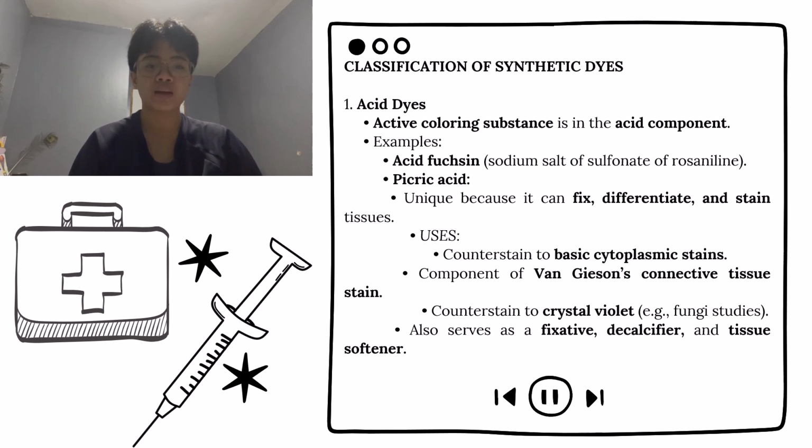Uses of picric acid: acts as a counterstain to basic cytoplasmic stains, is part of Van Gieson's stain for connective tissue, and is used as a counterstain with crystal violet, common in fungi studies. Also functions as a fixative, decalcifier, and tissue softener.